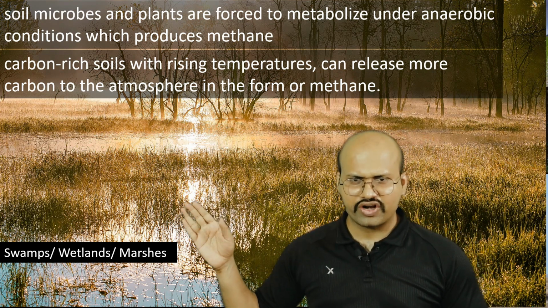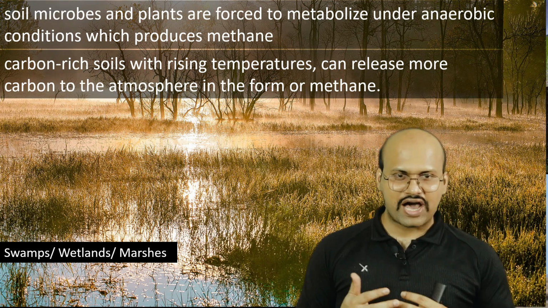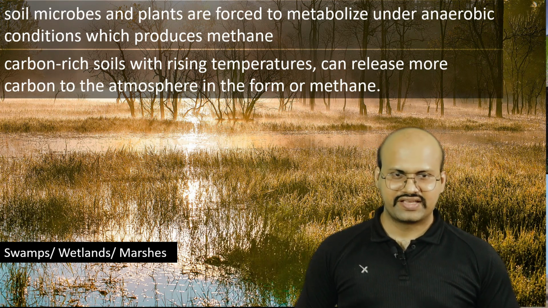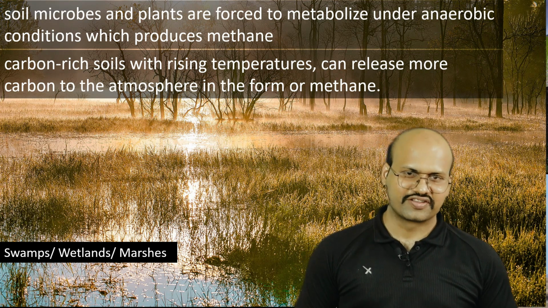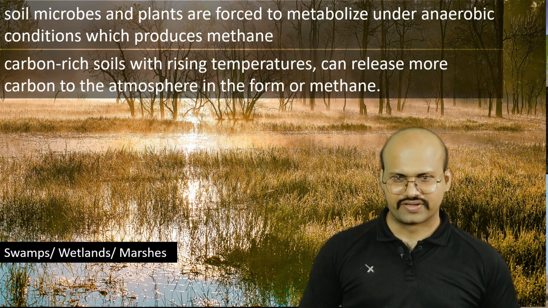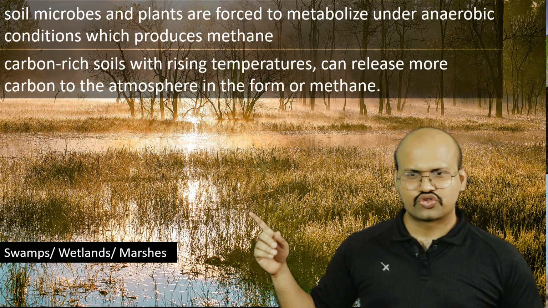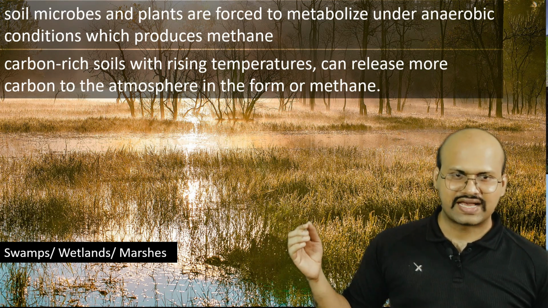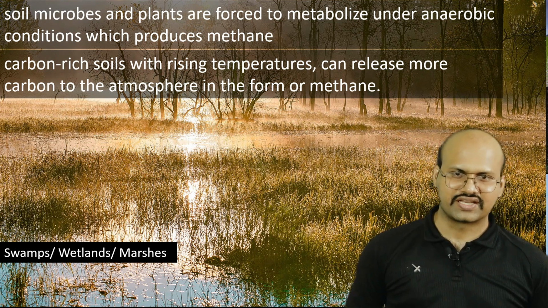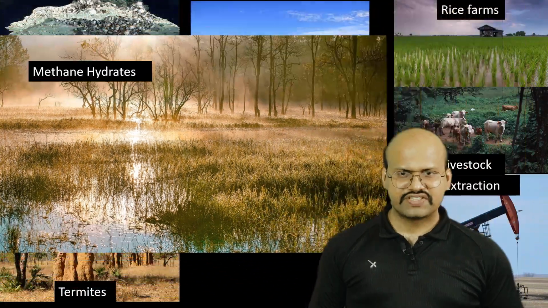Even when the water is drained out, the biomass which remains, by the process of methanogenesis, will release methane in the atmosphere. Therefore these kinds of swamps, wetlands or marshes are natural sources of emission of methane in the atmosphere. Then we see termites.